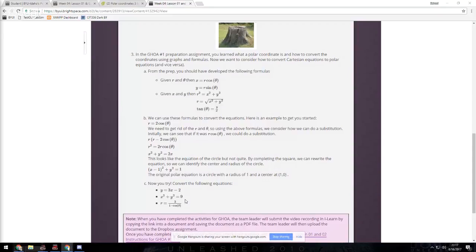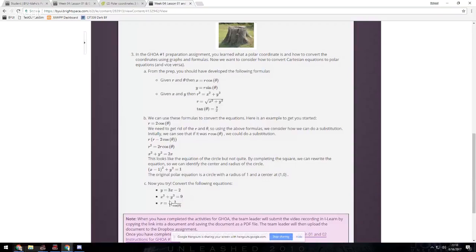X squared plus y squared. We have a formula. R squared equals x squared plus y squared. So we know right off the bat that 9 is equal to r squared. Take the square root of it. R equals plus or minus 3. Most of the time it's just going to be plus 3 because it's going to be the radius of a circle.